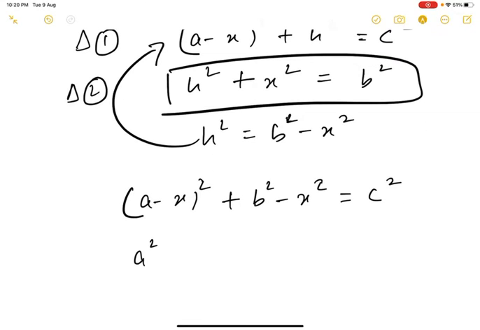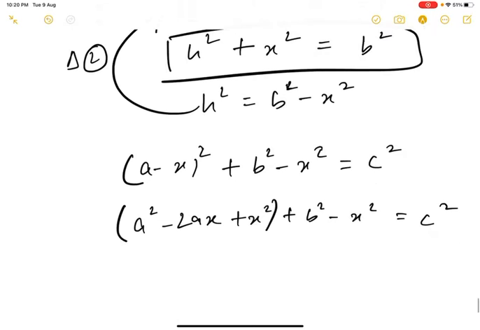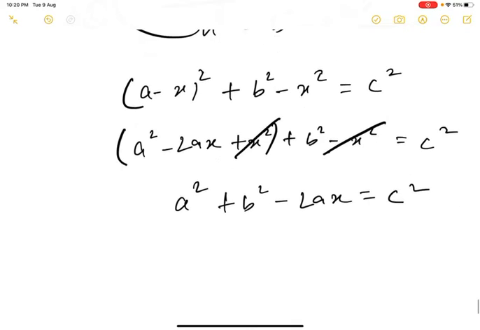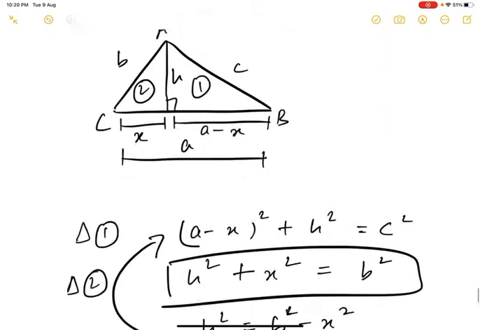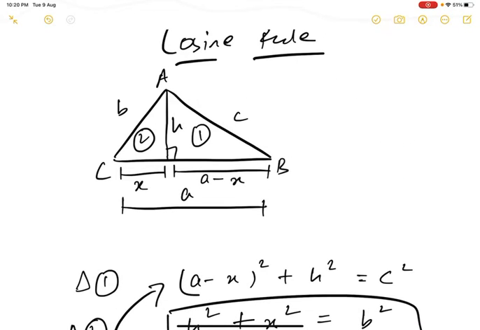Then what do I get? This is a squared minus 2ax plus x squared plus b squared minus x squared is equal to c squared. I have just expanded the (a minus b) squared formula. So plus x squared minus x squared, this gets cancelled. Then I'm having a squared plus b squared minus 2ax is equal to c squared. Now I have to get rid of this x because x is something that I have taken. In the question there is no x. In the question there will only be angles capital A, B, C and small a, b, c.